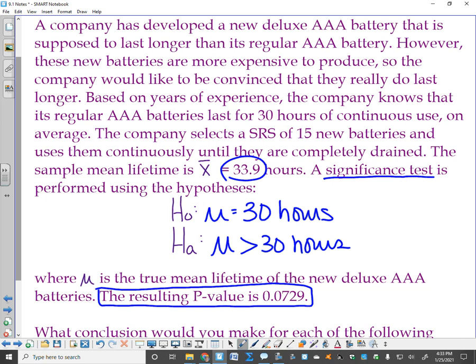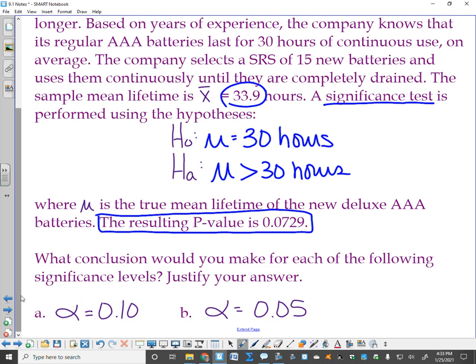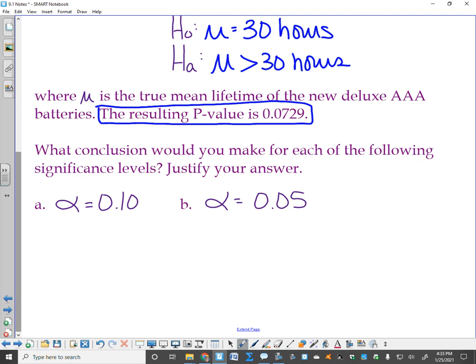Now, that p-value's got some teeth to it. Like, that's not tiny. Some of these p-values get microscopic. So here's the question. What conclusion would you make for each of the following significance levels and justify your answer? All right, so here we go.